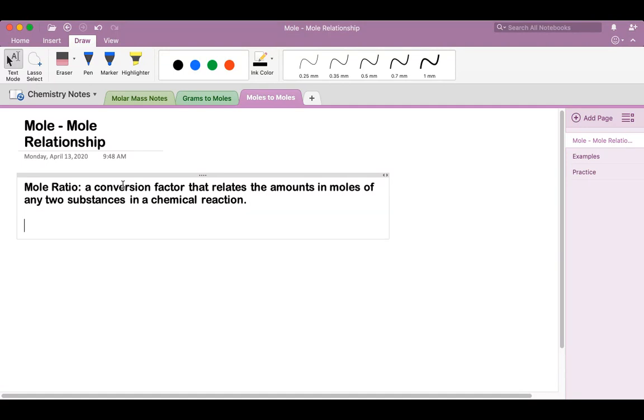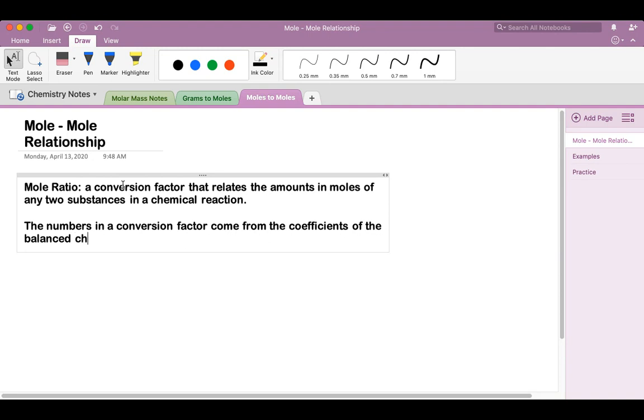So a note here is that the numbers in a conversion factor come from the coefficients of the balanced chemical equation. So we also have to make sure that the chemical equation is balanced. If not, you have to balance it because you're going to need it.